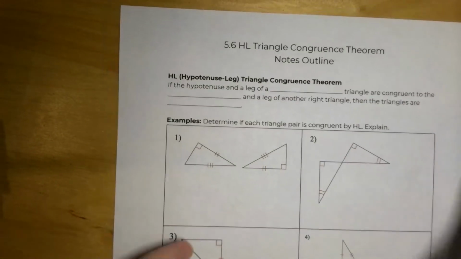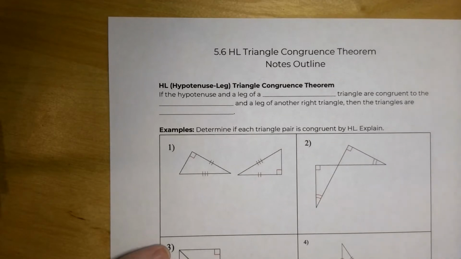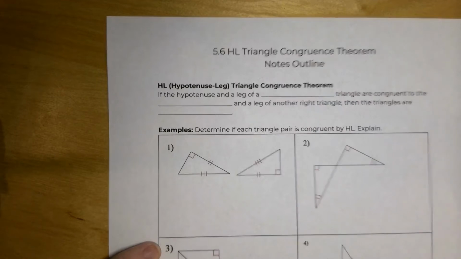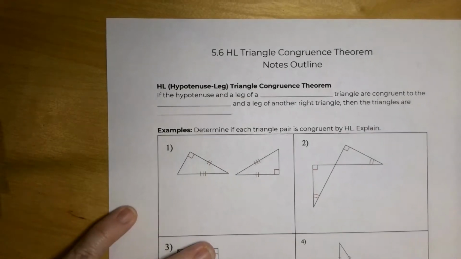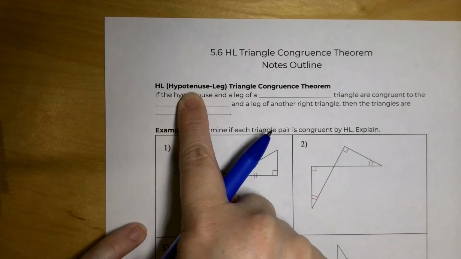So here we go, hypotenuse leg. Hypotenuse leg is a congruence theorem that can only be used in right triangles, simply because right triangles are the only kind of triangles that have a hypotenuse. You can't use hypotenuse leg when there is no hypotenuse.